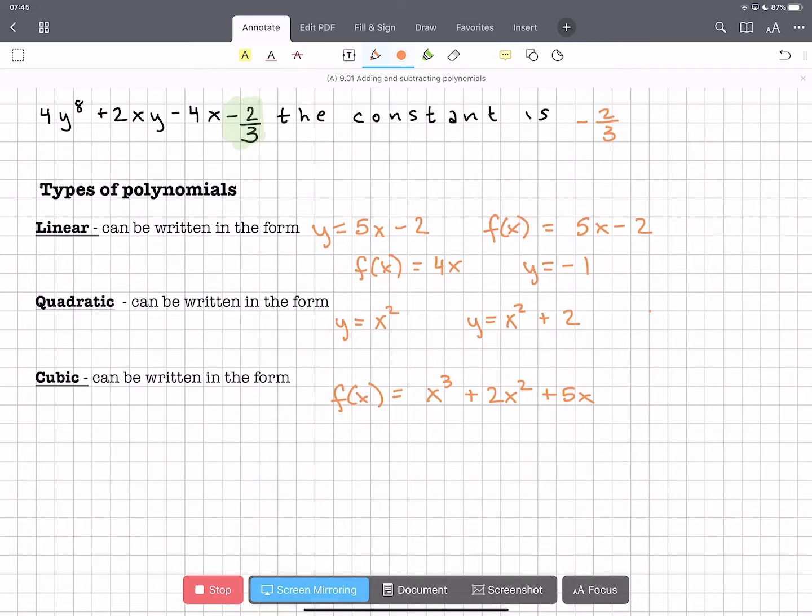Now, we can classify these a little bit further. So for example, this is a linear binomial. This one here, y equals negative 1, that would be a linear monomial.